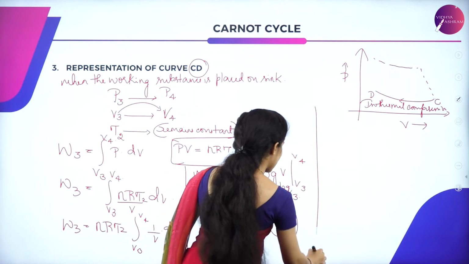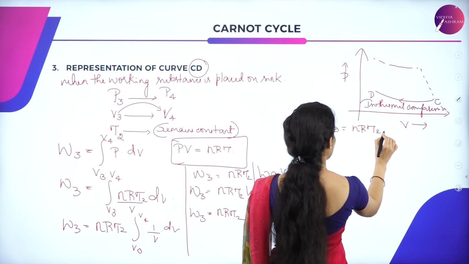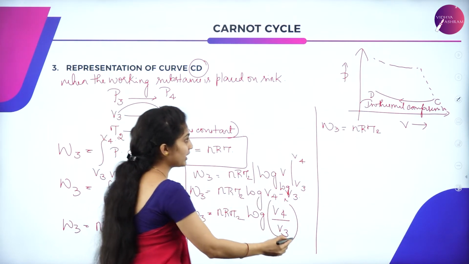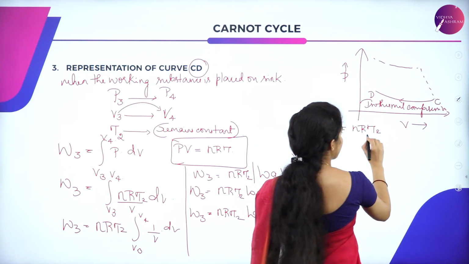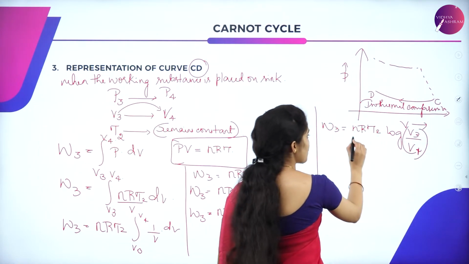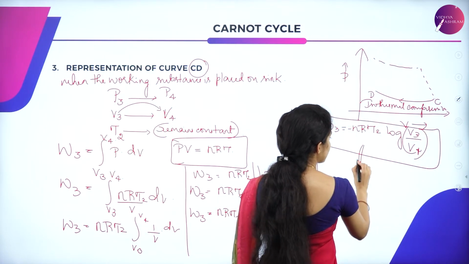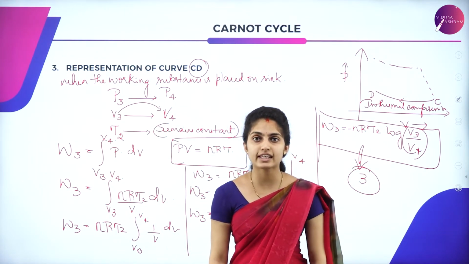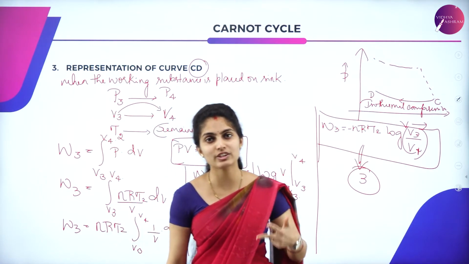So we can write this equation as W3 is equal to nRT2 log V4 by V3, which can be interchanged to V3 by V4. It is like from V3 it is going to V4. So it can be written as log V3 by V4. When you just interchange it, what happens to the sign? It becomes negative. So this is the equation known as equation 3, and this is the representation of the curve C and D. So we have work done W1 we got, W2 we got, and W3 we have got.